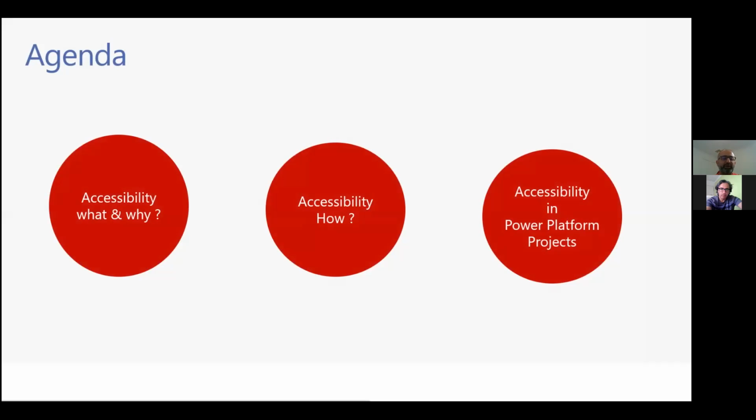Our agenda for today will be a concise and short presentation. I will be covering three things. In the first part, we will discuss what accessibility is and why it is important. The second will be how to make our application accessibility compliant. And the third part will be accessibility in Power Platform projects. So that will be today's discussion overall.